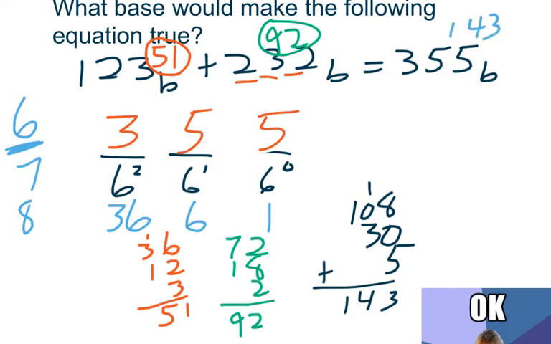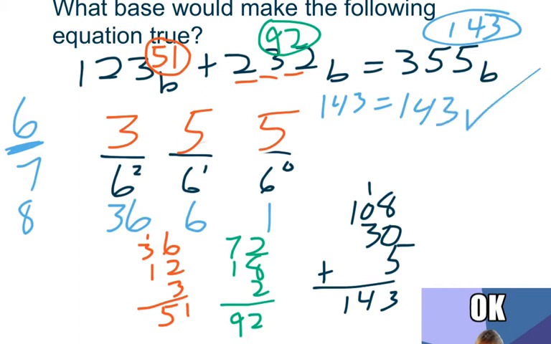So we're just going to see if this equation is true. So if I add up my 92 and 51, I can do that in my head. 90 plus 50 is 140, plus another 3, 143. So 143 equals 143. Our first try guess worked. So awesome. That's how you like it.